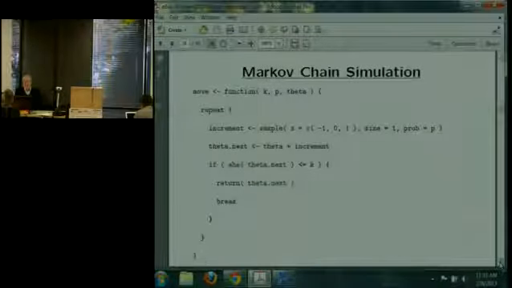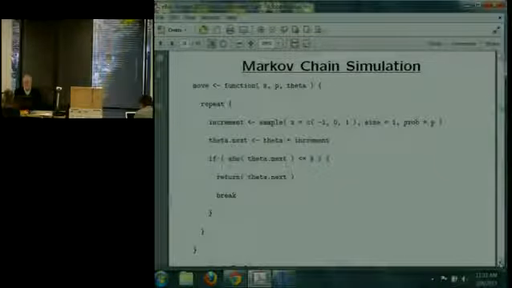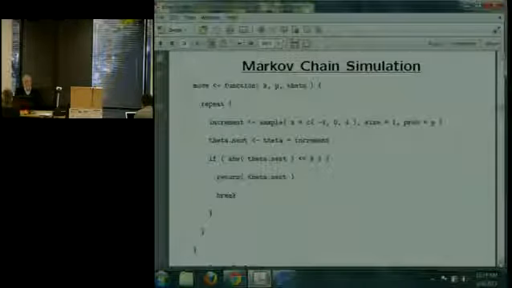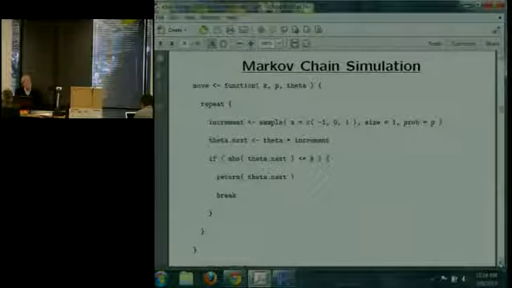It's simply, well, it's a little more technical, but you can see what it does is it samples going left or staying where it is or going right with probability P1, P2, P3, and then it tries to make that move, and as long as that move is within minus k to plus k, it accepts that move, otherwise it tries again until it does get a move that is accepted.